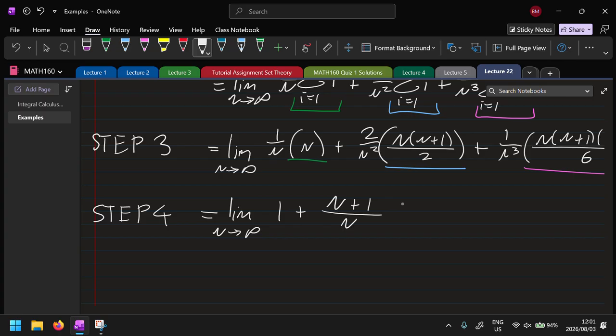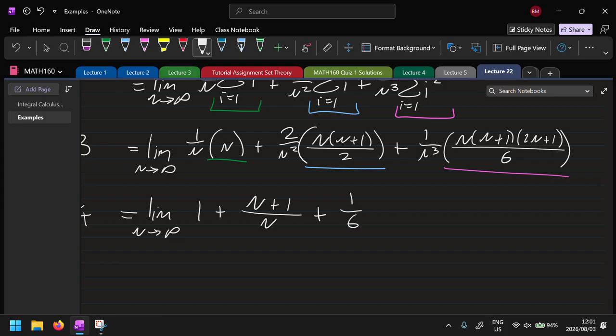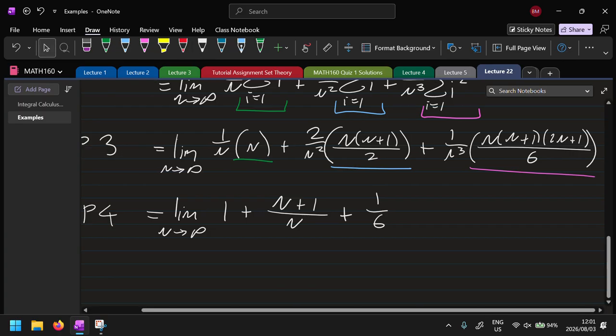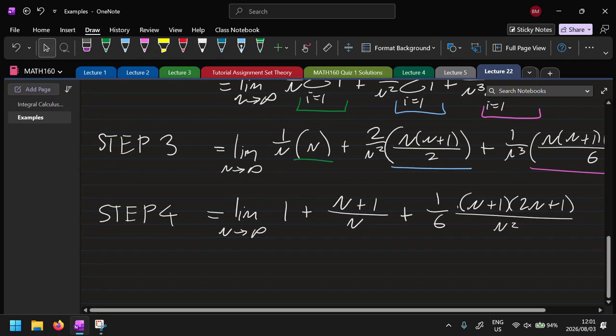And then the next one, plus, we have the 1 over 6. We can just take that out for a bit. We've got an n at the top with those brackets there. And then at the bottom, we have n cubed. So there's an n squared left over. We can put that at the bottom. So that's the cancelling done.